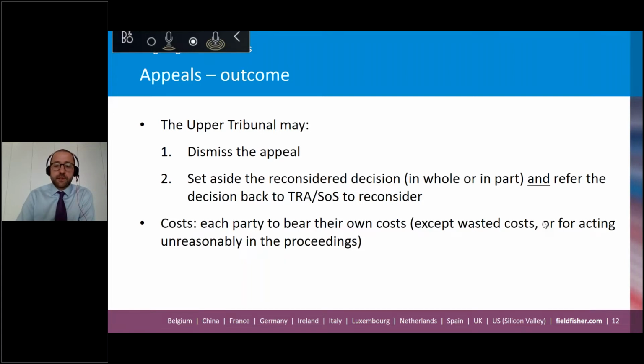Now, the exception to this is if there are orders for wasted costs or for acting unreasonably in the proceedings, and there's specific case law for that. But aside from that, the general position will be the parties only have to bear their own costs. So that reduces the risks in financial terms of having to cover the costs of the other party. Okay, next slide, please.